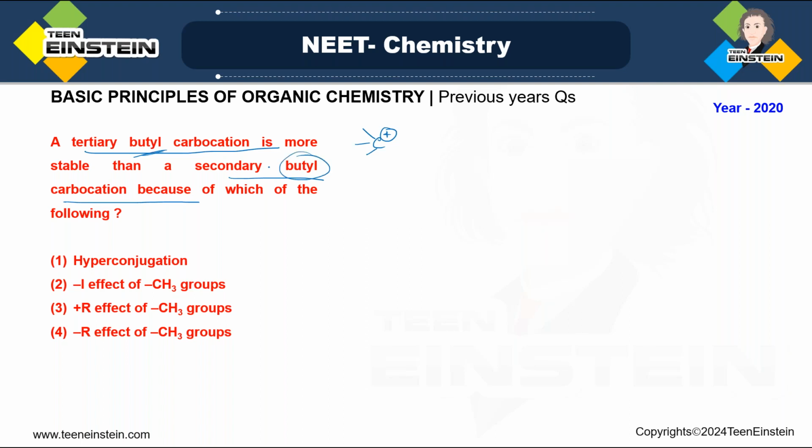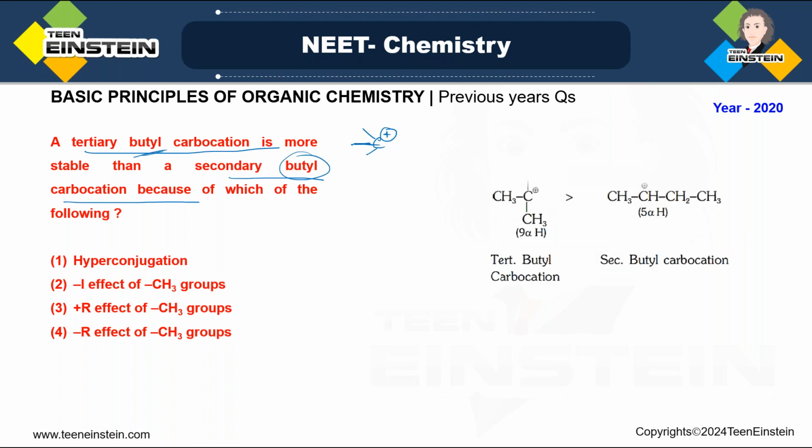Secondary butyl, here also total carbon is 4, but it is not tertiary. Here it is secondary. Now the branching will be different. So this is the difference. This is tertiary butyl where 3 methyl groups attach to the same carbon, and here the total number of hyperconjugable hydrogens, that is the alpha hydrogens, 3 here, 3 here, 3 here. So total 9.